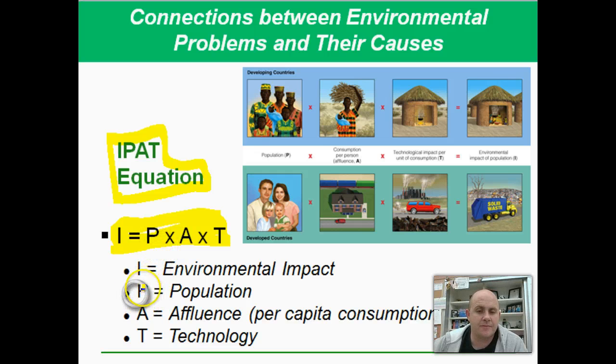P, which is population. The more population a particular place has, the more environmental impact you have. The second one is the A. A stands for affluence. Affluence is basically per capita consumption. How much stuff is an average person using in that world? And the last is technology. With the use of technology comes the use of more resources to maintain that, from electricity to building supplies to all those kinds of things. So 3 factors: population, how much stuff people use, and how much technology they have, determine their overall environmental impact.